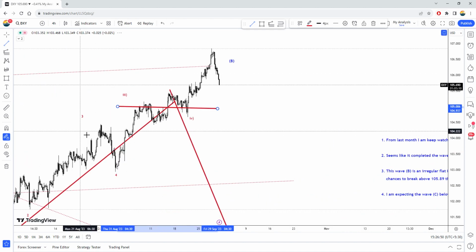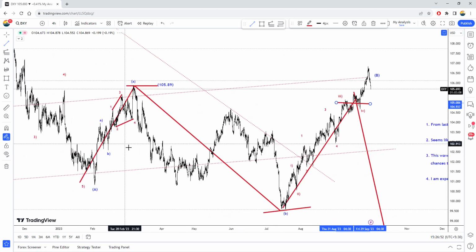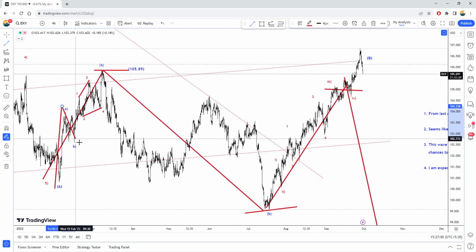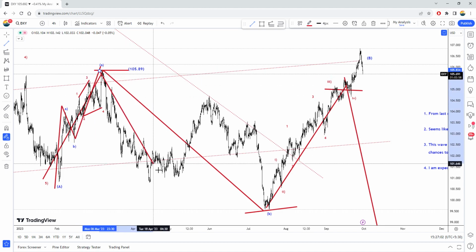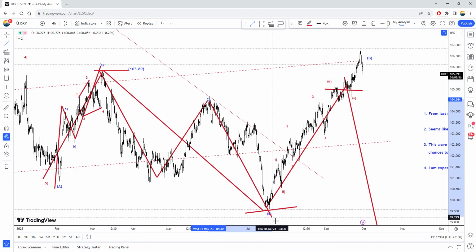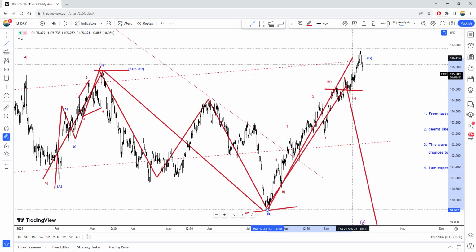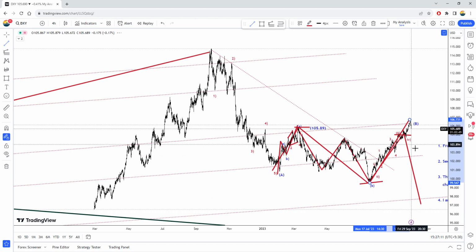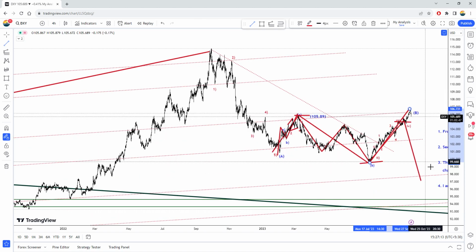Zoom in. This is the A, this is the B, and 1, 2, 3, 4, 5. And the C is an expanded wedge formation. Once this three-wave structure is completed, again there is one more three-wave structure here. So this is the B and one impulsive wave to trap all the retailers in the buy, and I'm expecting it will reach 94 soon in the coming days.